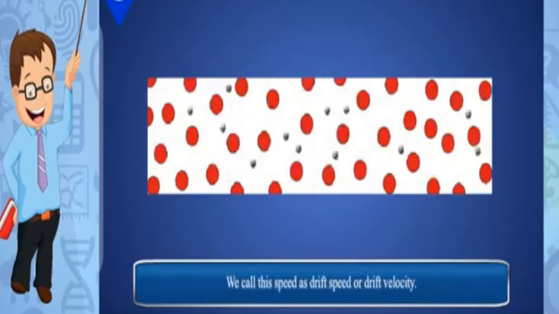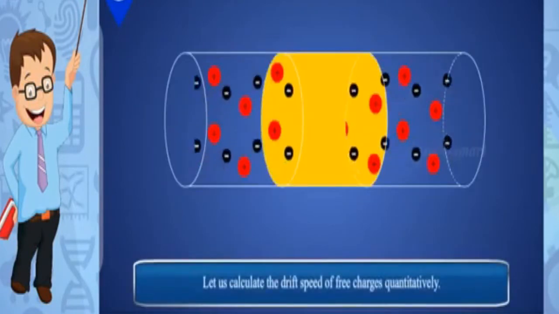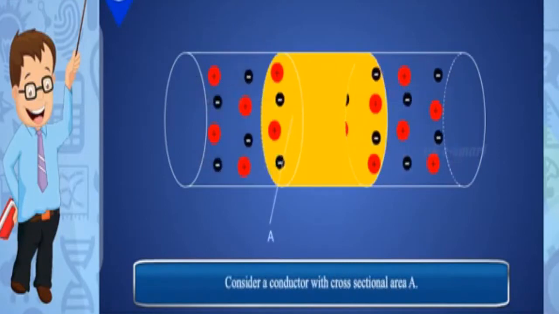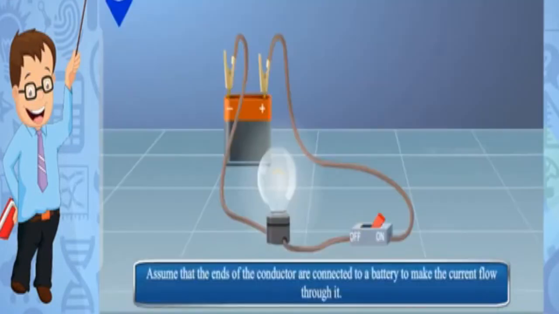We call this speed drift speed or drift velocity. Let us calculate the drift speed of free charges quantitatively. Consider a conductor with cross-sectional area A. Assume that the ends of the conductor are connected to a battery to make the current flow through it.